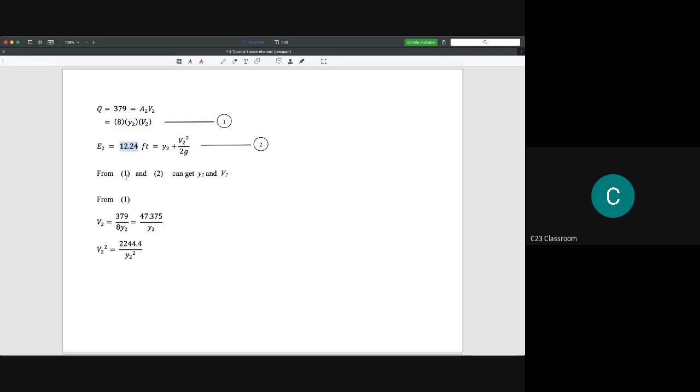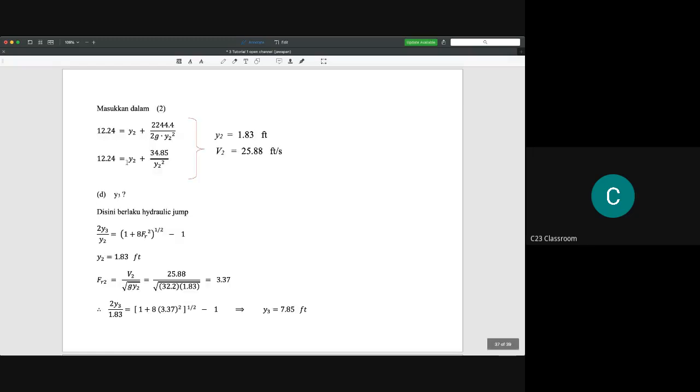So from equation 1 and equation number 2, we could calculate, so we could get this value. I simplified this one because I think you already know how to solve this. Then we put it in equation number 2. However, the equation might be quite difficult, so we use the trial and error method. So we get Y2 is equal to 1.83 feet and V2 is 25.88 feet per second.